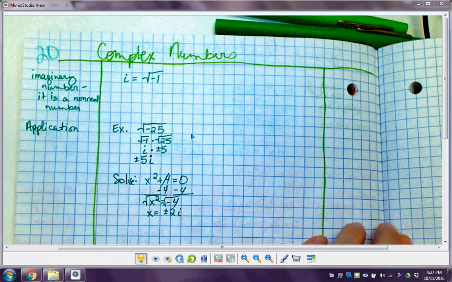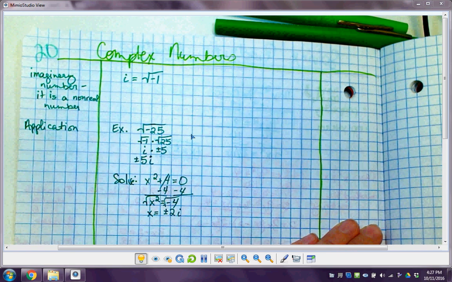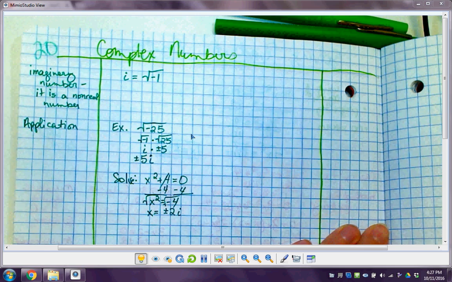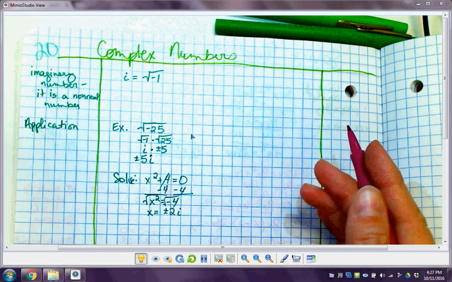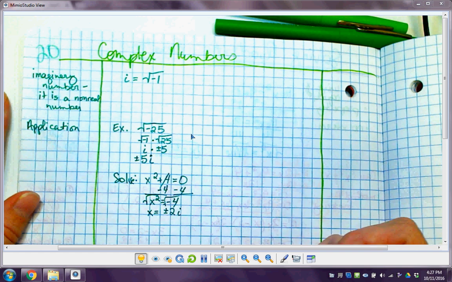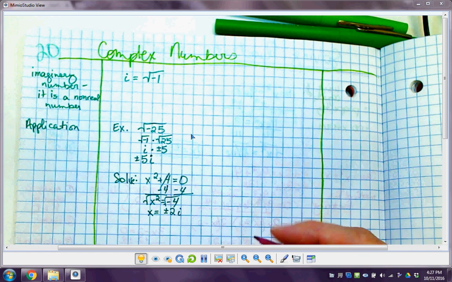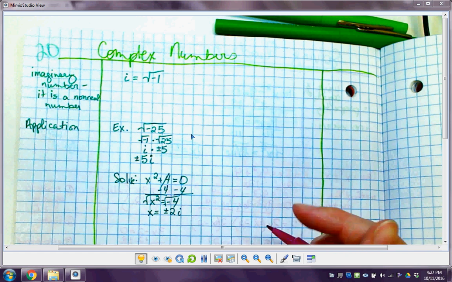So we have learned about the square root of -1, which is i. We've looked at two applications. There's a common question with i. What happens when you raise i to an exponent?